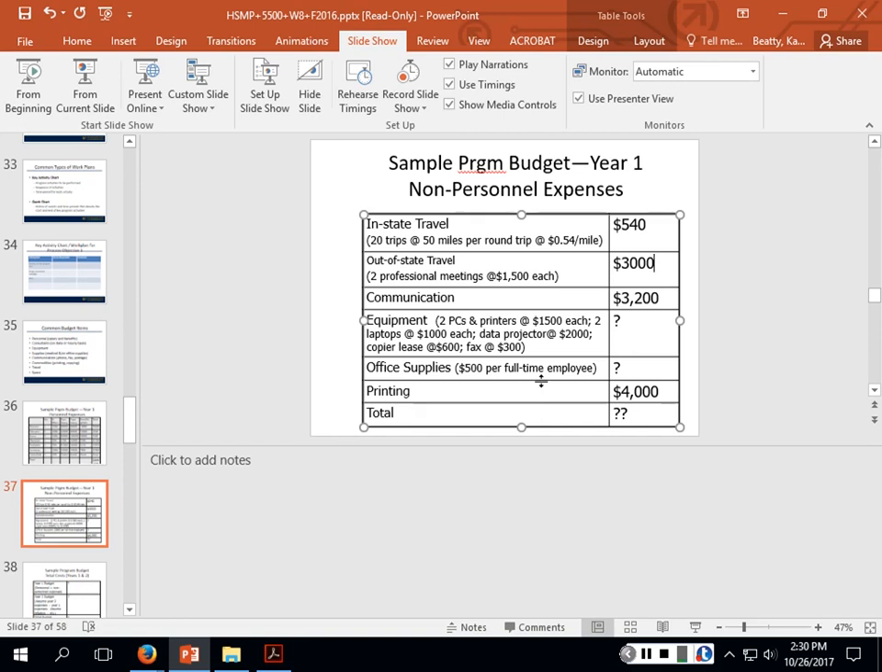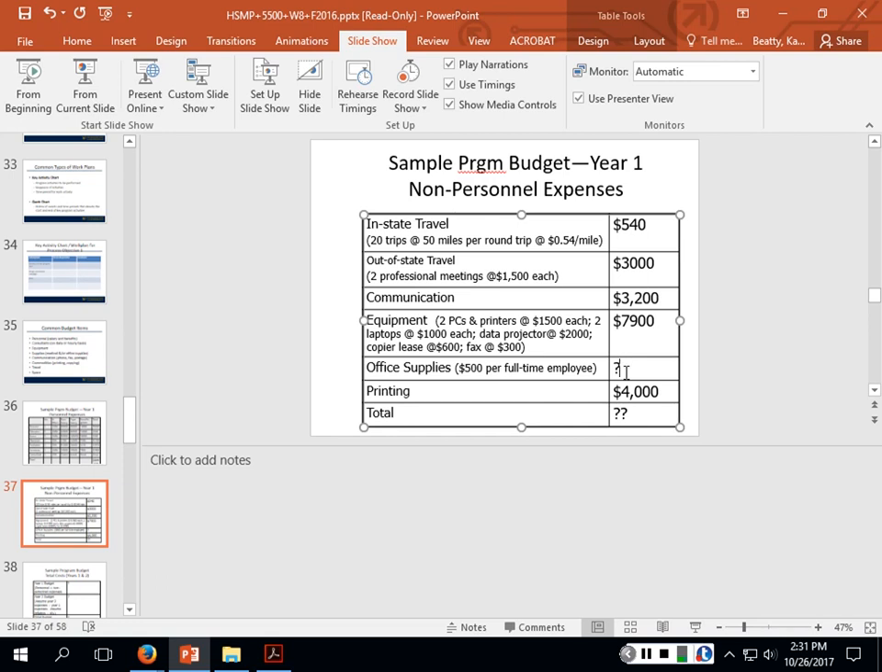Equipment. 7,900? How did you get that number, please? So 2 PCs, that's 3,000, plus 2 laptops, that's 2,000, plus another 2,000, plus 600, plus 300. Okay, everyone got that? Yes.